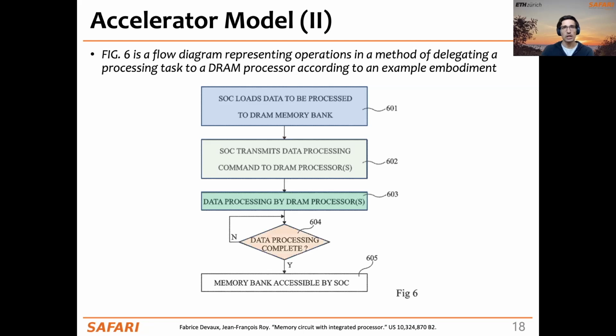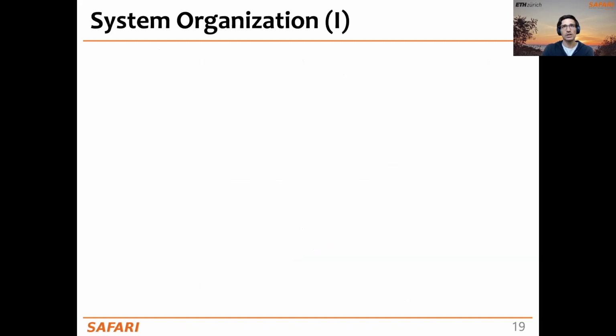In the meantime, the CPU checks from time to time whether the execution on the DPU side, on the memory side, got completed. After it's completed, the memory banks become accessible by the central processor, by the CPU, to retrieve results from the PIM-enabled memory and move them to the main memory. So this is essentially how the accelerator model works and how the UPMEM-based PIM systems work.